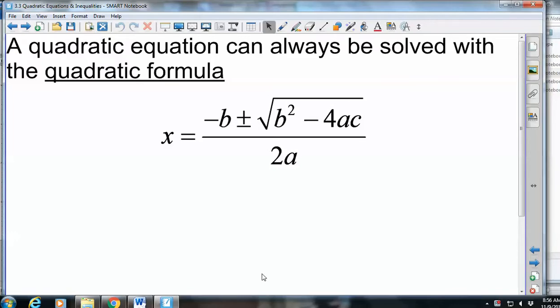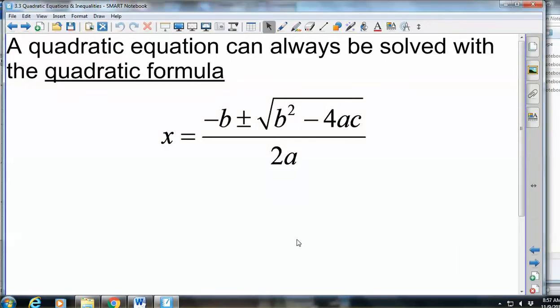The second option that always works is the quadratic formula. You are going to have to know this, so go ahead and write it down. You used it a lot back in Algebra 2, but now we're kind of to the point where it's going to come up often enough that it is something that you really do need to know.